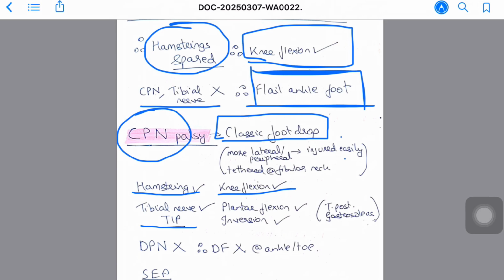We are going to discuss isolated common peroneal palsy. So the tibial nerve is spared. What is tibial nerve function? TIP: tibialis posterior, inversion, plantar flexion. So plantar flexion and inversion are both spared, by tibialis posterior and gastrosoleus. Now the classical thing which is lost, the most important, is the deep peroneal nerve function. So dorsiflexion at the ankle and toes, that is EHL and EDL, are both lost. Dorsiflexion at the ankle and both toes is lost. So this is the classical foot drop wherein there is loss of dorsiflexion.